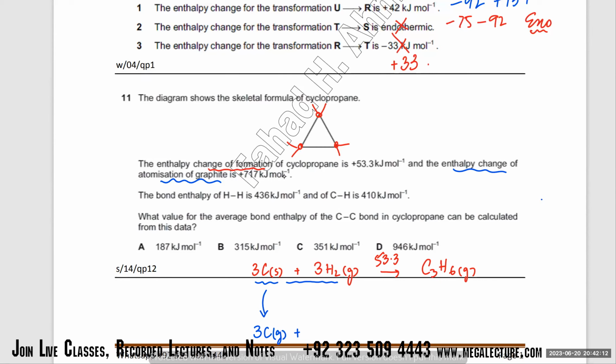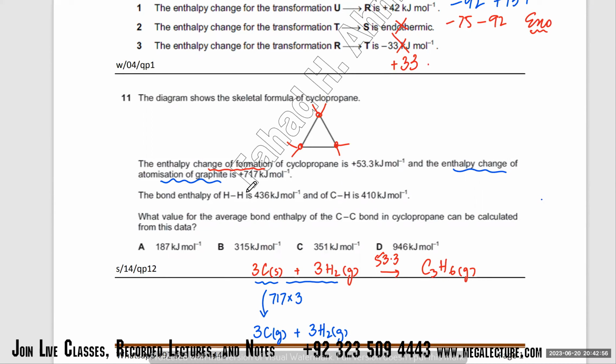I did not do anything to H2, so H2 is as it is. Nothing has happened to it. So how much energy is required for atomization of graphite? That's 717, but it's going to be times 3. I'm doing it for 3 carbons. ठीक है, atomization, अभी we haven't gone through definitions, but atomization is when you form 1 mole of gaseous atoms from its elements. So we're forming 3 moles. So that's 717 times 3.